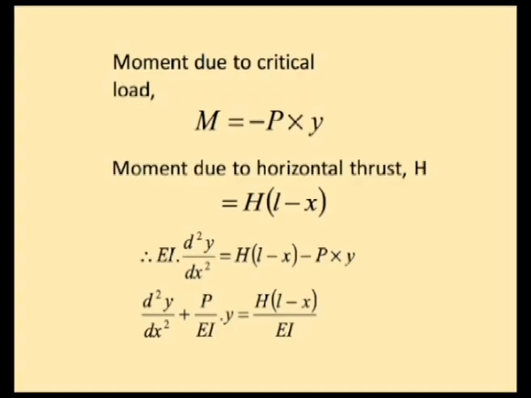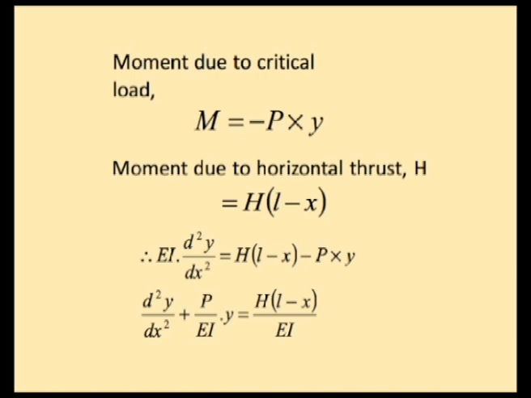So, the moment developed is H into L minus x minus P into y. So, E I d squared y by d x squared equals H into L minus x minus P into y. When put in the form, d squared y by d x squared plus P by E I into y equals H into L minus x by E I. The general solution to this differential equation will be y equals A cos x root P by E I plus B sin x root P by E I plus H into L minus x divided by P. This will be the general solution of the above differential equation.